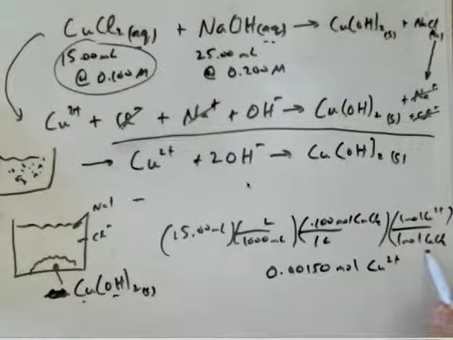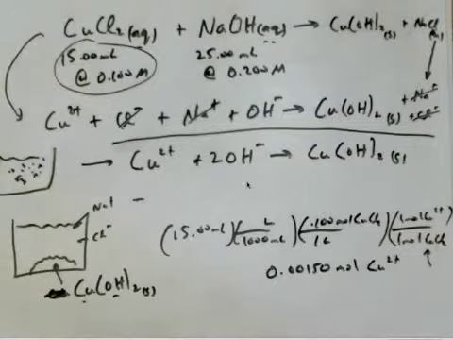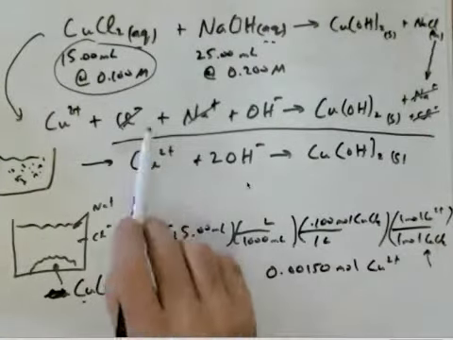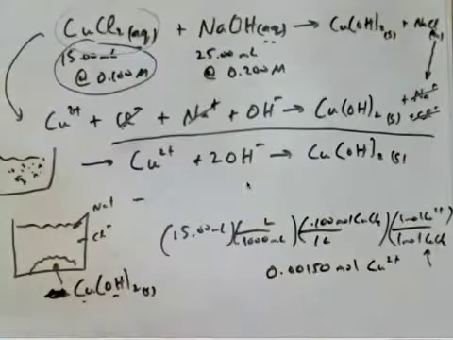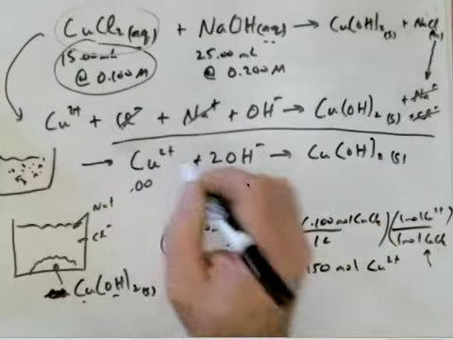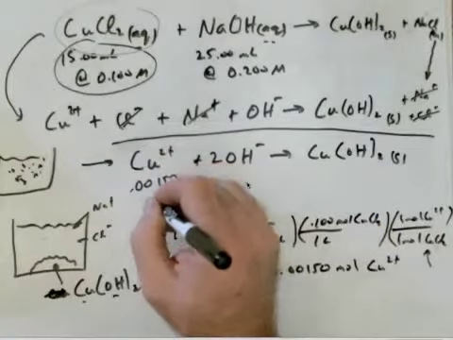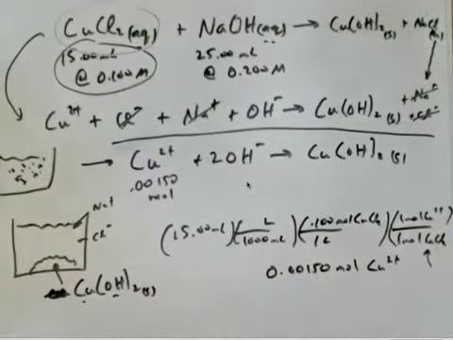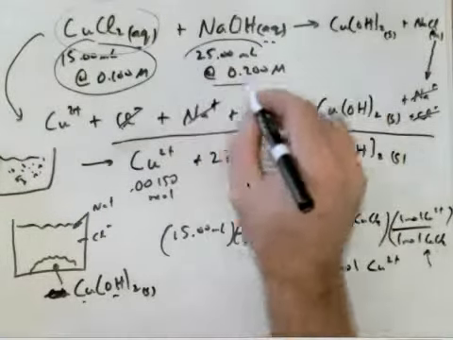Okay, this last step is how you take and determine instead of copper 2 chloride, which doesn't even exist in the container, how many actual copper 2 ions. That number goes right here. That number is 0.00150 moles. Okay, now let's see how many hydroxide ions there are using this information.